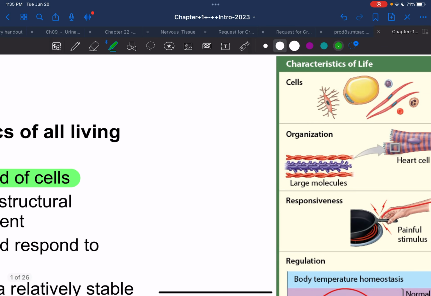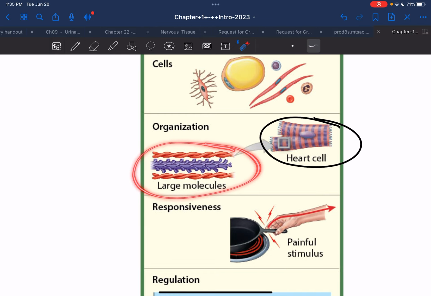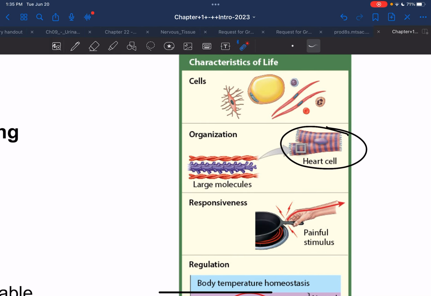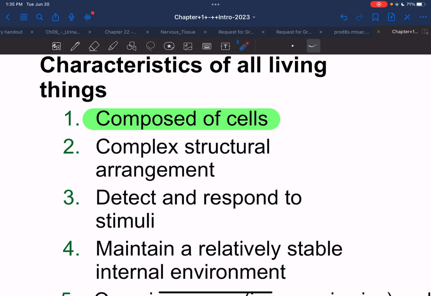The next one, they have complex arrangements. Here we are looking at a heart cell, which contracts like a rubber band, meaning that it shrinks. We're going to get a little more detail later, but it becomes smaller and contracts. And we're going to see that it's because it has very specific molecules inside of it that work. So they have large structural arrangements or organizations.